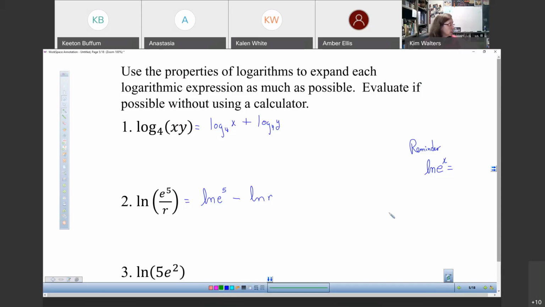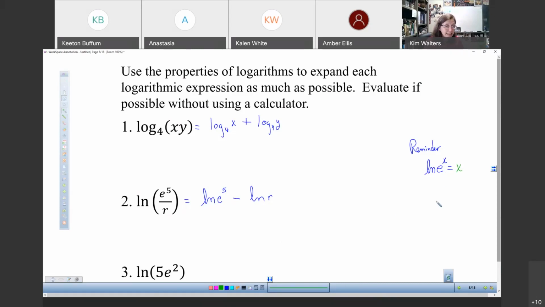Somebody go look up in their notes. That's why you have this fabulous set of notes. Yes, that is correct. Okay, yes, you jumped ahead. So the natural log of e to a power is going to give me the power there.